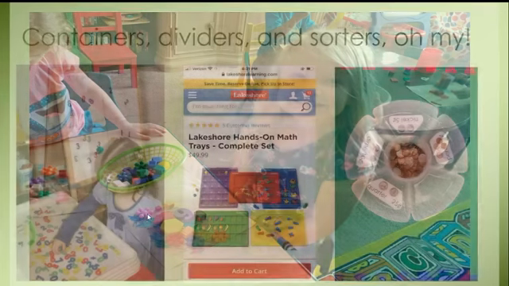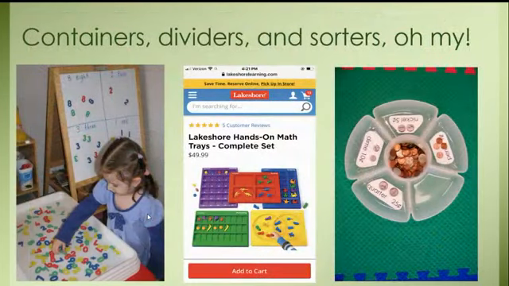It was very interesting. So you can see here in the middle, this was something I would have loved to get for you guys, but I couldn't justify spending $49.99 because that's ridiculous. But Lakeshore does have really cool counting trees. However, you can get one of these from the dollar store and you can be just as effective with different containers and dividers and sorters.